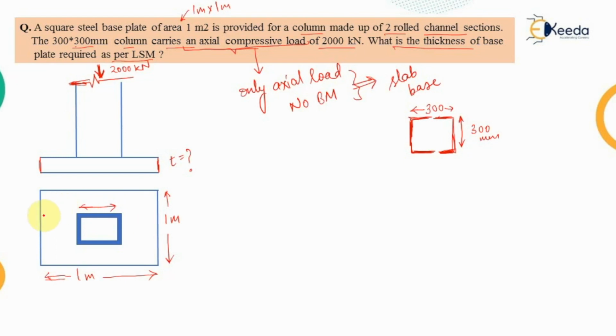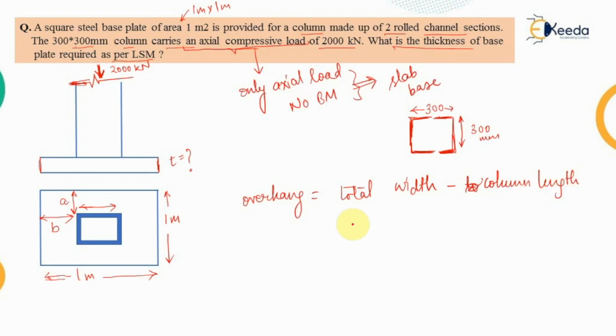So from here we can find out the overhang in both the directions. Let's say the overhang in one direction is represented by A and the overhang in the other direction is represented by B. The overhang is equal to the total width minus the column width. You can take the total width or the length, whichever suits you, because both dimensions are equal to each other, and the overhang for both directions is equal.